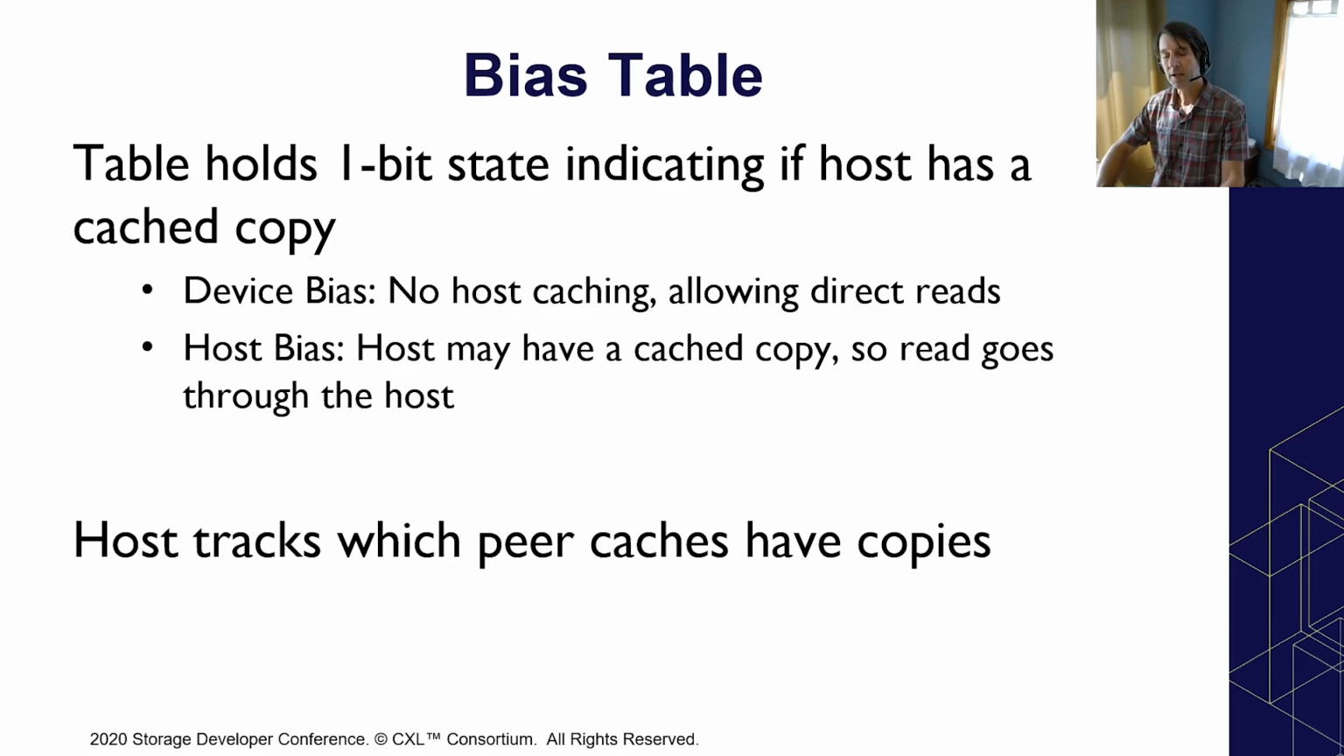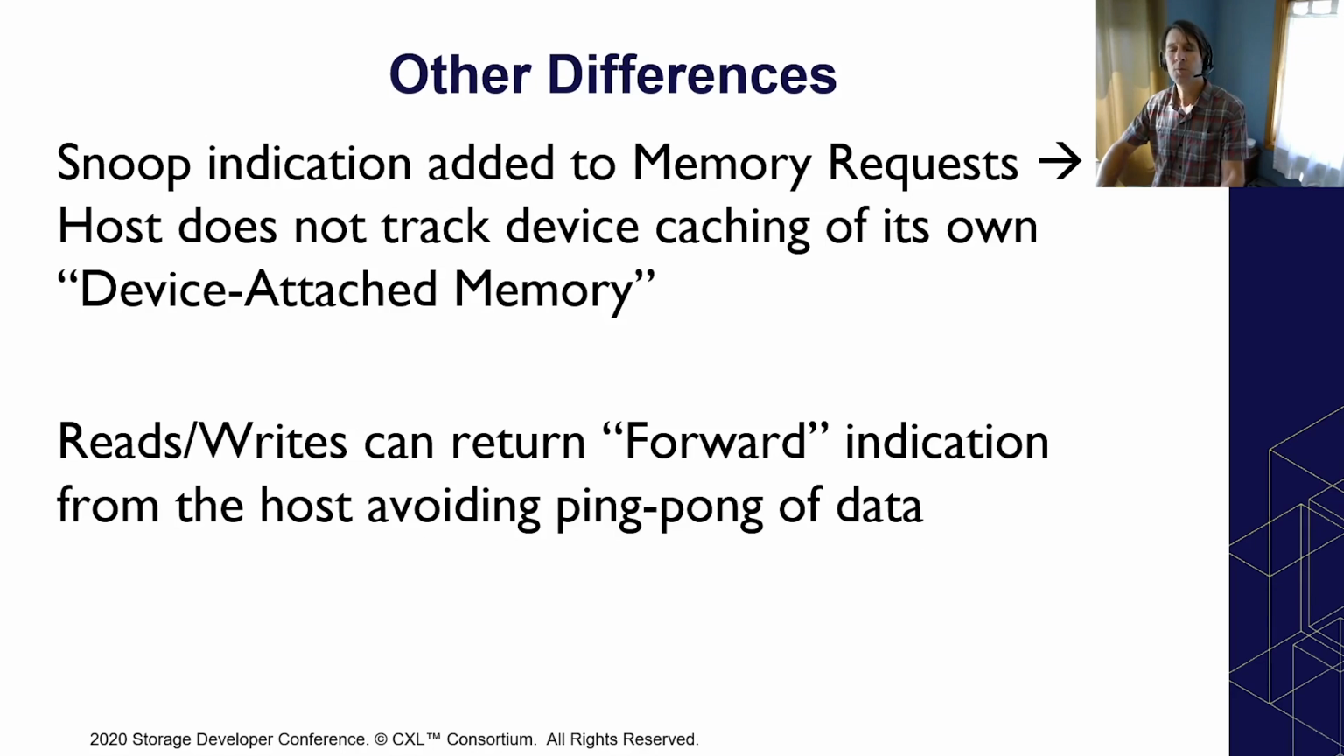The host is still tracking which of the peer caches may have a copy. So this is really just tracking whether the host has ever had a cache copy of this line since the device read it. And now let's look at a couple other differences for this device attached memory use case.